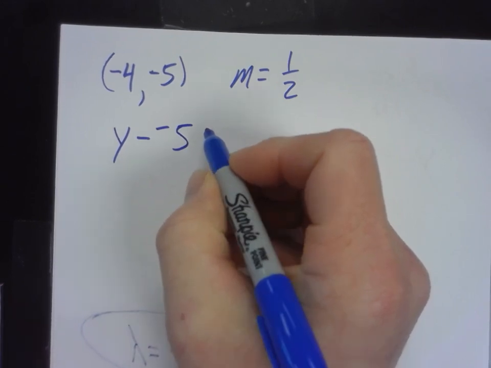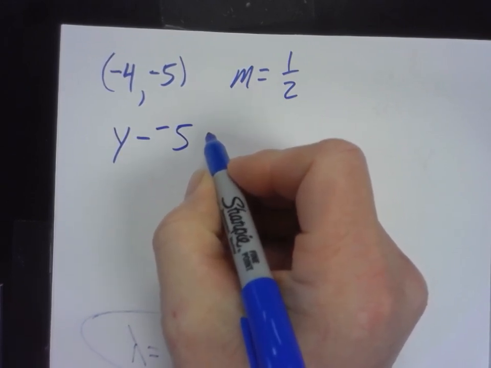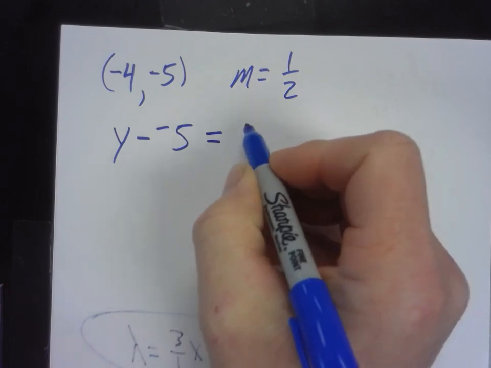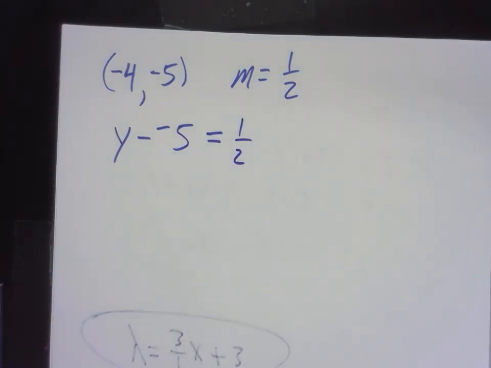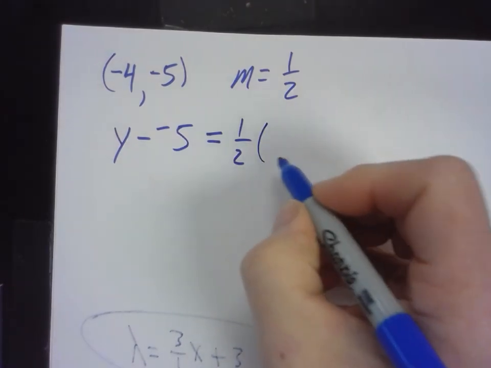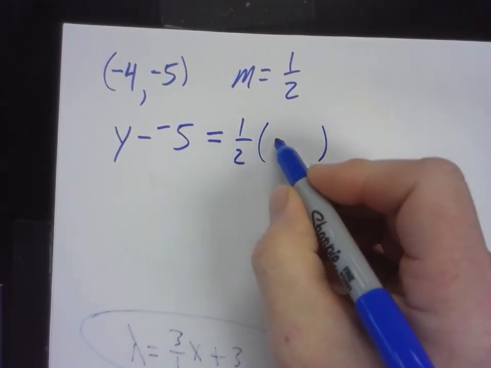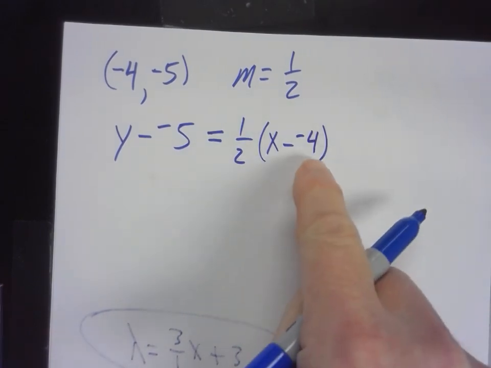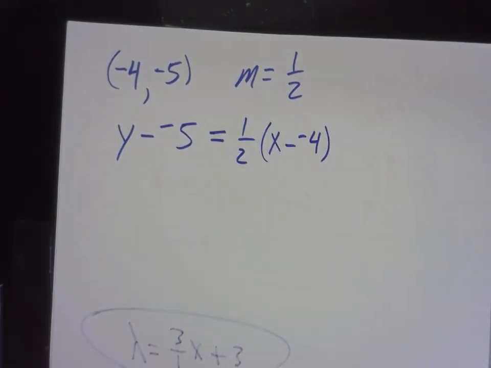Let's see here. Daniel, what goes right here? Is that what you said? 1/2. Oh, 1/2. Okay. 1/2. Good. And then Kylie, what goes in the parentheses? X minus negative 4. Okay, do we have the -4 and the -5 in the right place? Do you all have the double negative going right? Okay.